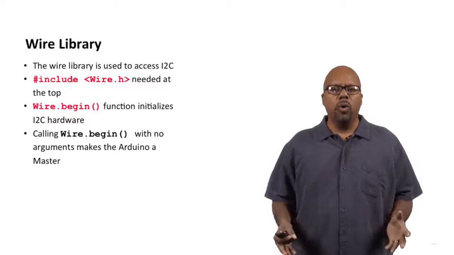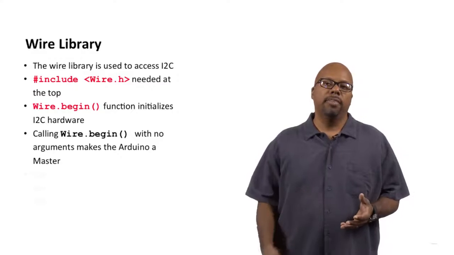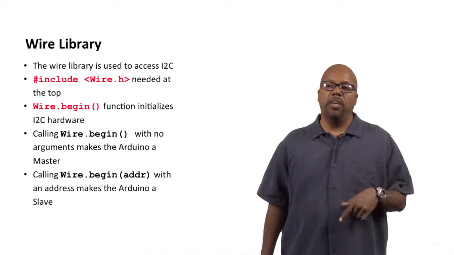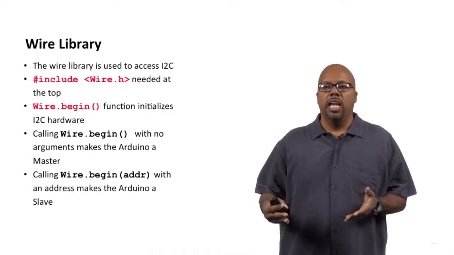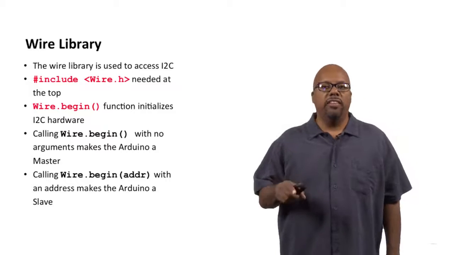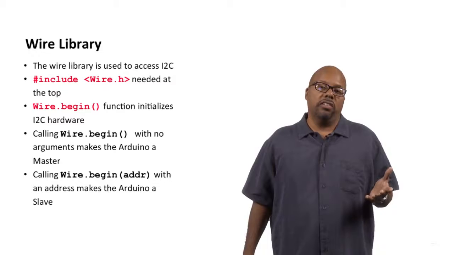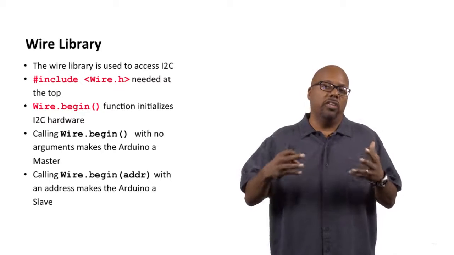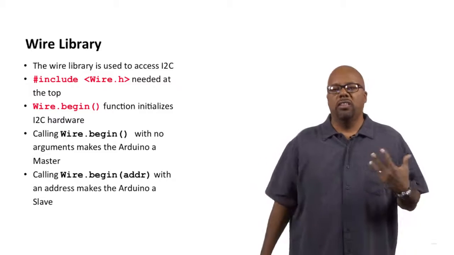Now, if you call Wire.begin with no arguments, that makes the Arduino the master. But if you call Wire.begin with an address as an argument, some number between 0 and 127, then that makes the Arduino a slave, and its address is whatever the address argument was. Masters don't need addresses. Masters need addresses to talk to slaves, but if you're not a slave, you don't need an address. So if you give no address, then you're a master.